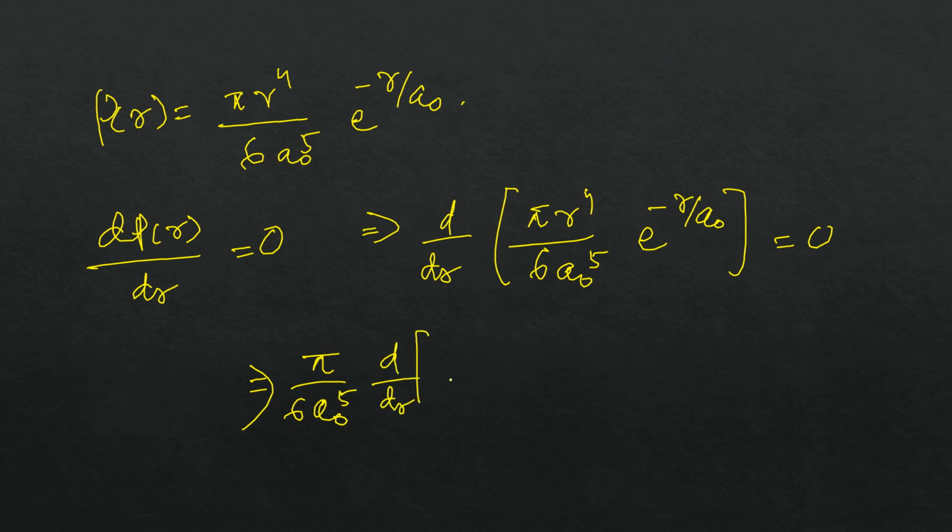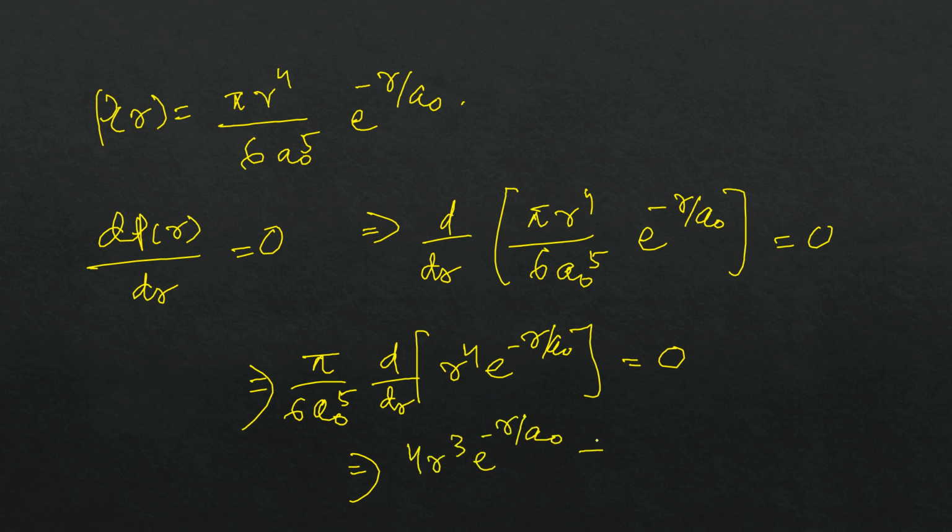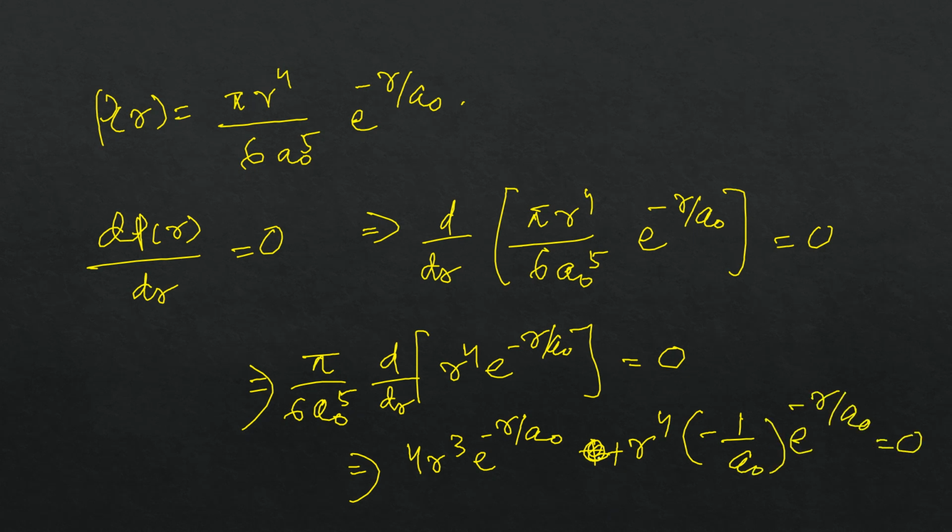So d/dr of r^4 e^(-r/a0) is equal to 0. Take all of this to the right side. So this will be 4r^3 e^(-r/a0) plus, sorry, minus r^4 by a0 e^(-r/a0) is equal to 0. So e^(-r/a0) will go to the right side. 4r^3 minus r^4 by a0 is equal to 0. So it will be 4r^3 is equal to r^4 by a0.